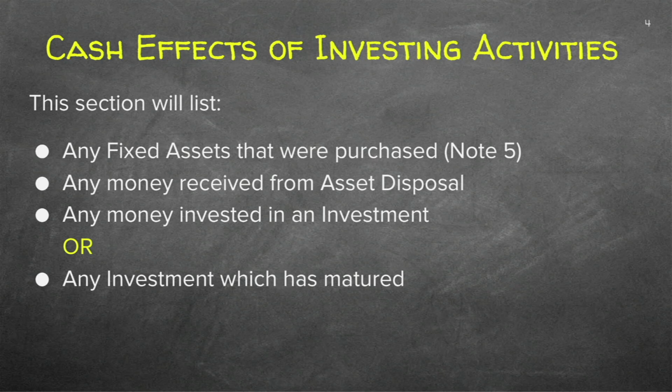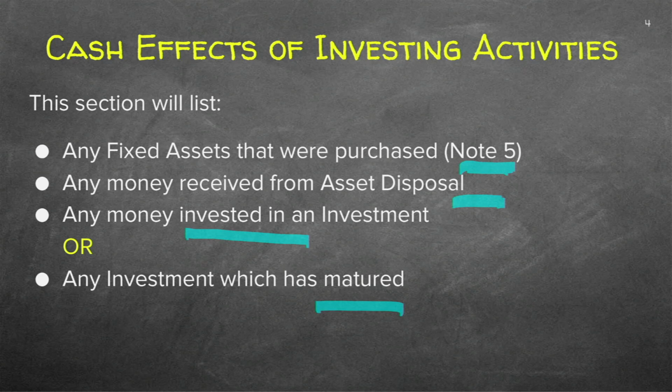The section on investing consists of 3 items. So first of all, it will be any fixed assets that were purchased, and that information will come from note number 5 from your notes to the cash flow statement. Then we're going to add any money which we might have received from an asset disposal. And then the third item can be either A or B. Either money can be invested in an investment or the investment can mature.